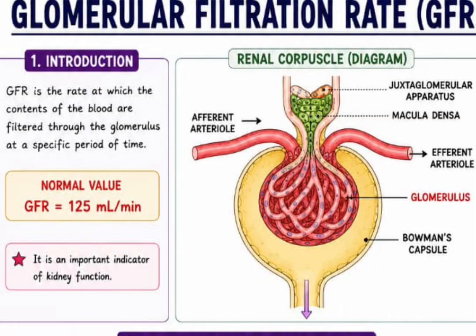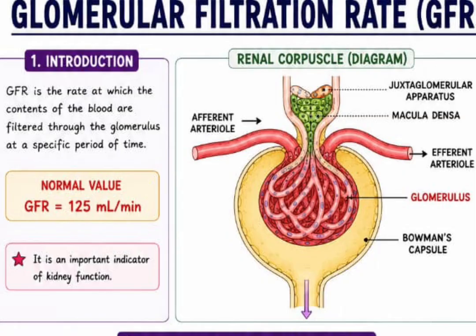Again, the glomerular filtration rate is the rate at which the content of the blood is filtered in the glomerulus of the kidney at a particular period of time. Naturally, blood moves to the afferent arterioles of the kidney. The renal artery has arterioles: we have the afferent arteriole and the efferent arteriole. Blood enters through the afferent arteriole and leaves through the efferent arteriole. The amount of blood that enters through the afferent arteriole is being filtered through the glomerular capillary.